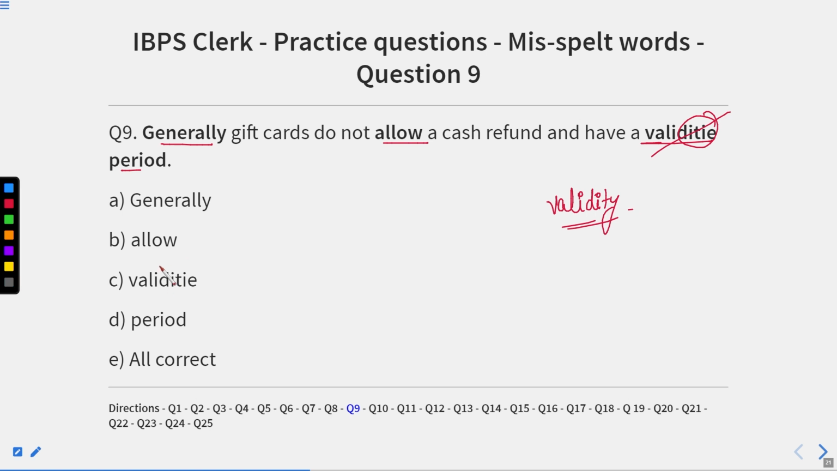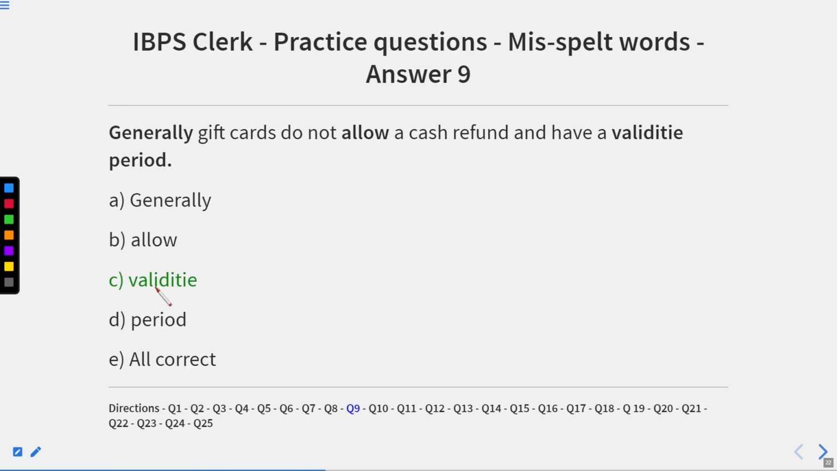So of course our answer is C, because this word is incorrect. In fact, it should be replaced with the correct spelling, that is V-A-L-I-D-I-T-Y. This is the correct spelling of this particular word. Now let us move to the next one.